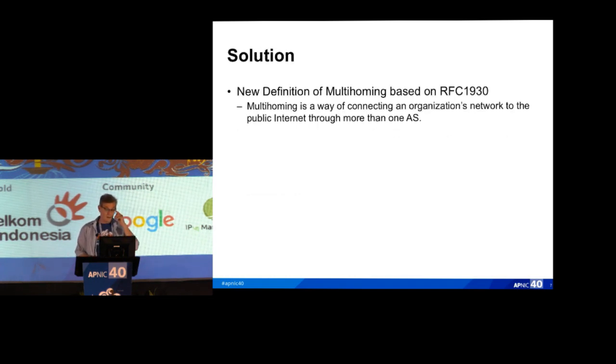And the solution to do that is to put a new definition of multi-homing based on RFC 1930, and my proposal is: multi-homing is a way of connecting an organisation's network to the public internet through more than one autonomous system. And so that's a proposed new definition of multi-homing.